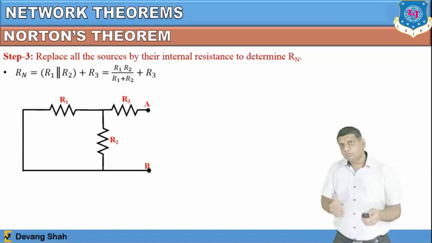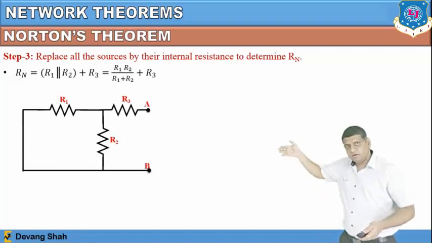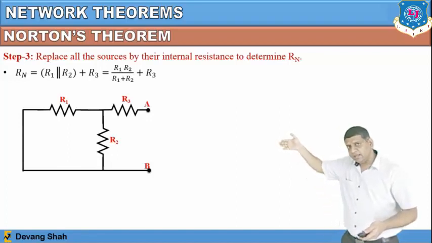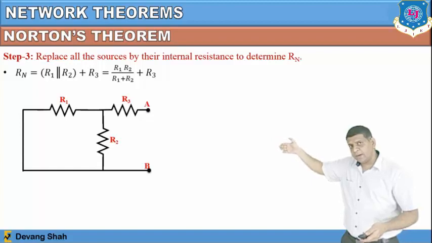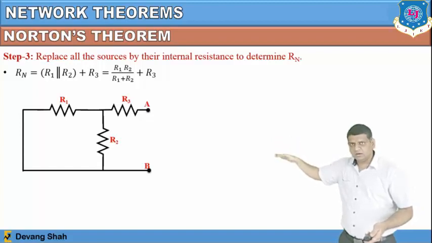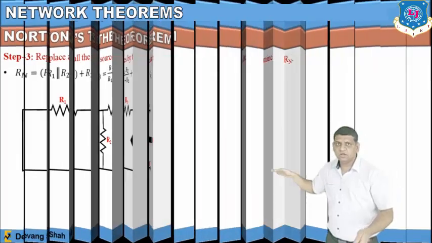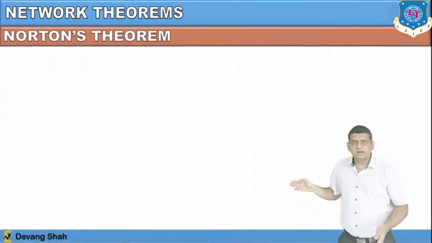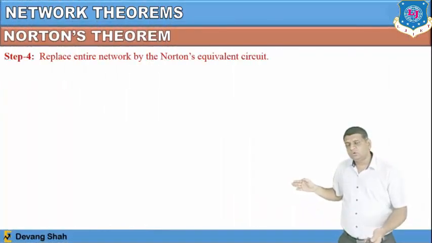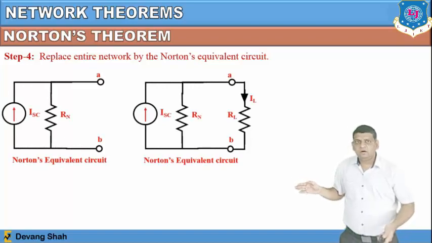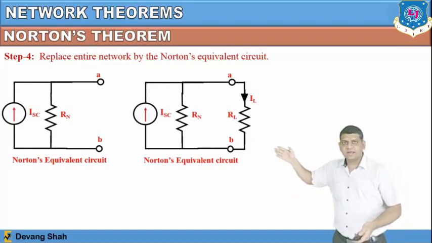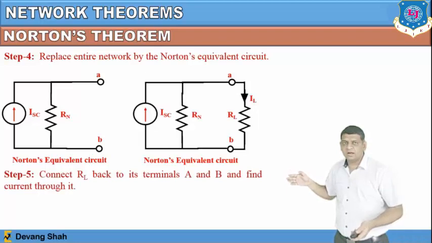So here you have to look from the terminal A and B, and then you can see here R1 and R2 both are in parallel, in series with the R3, right? So that would be your equivalent resistance. You can check here. And then you have to finally find the current which is passing through the load resistor RL. So that you can see here from this ISC and RN, and then you can connect your RL, that is here IL is passing through the RL.